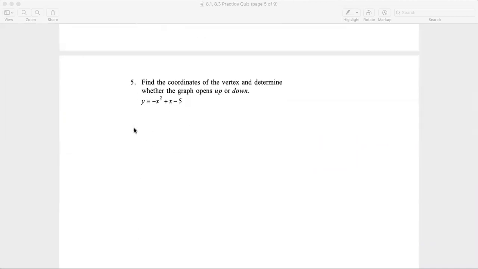Find the coordinates of the vertex and determine whether the graph opens up or down. Okay, let's first determine if it's up or down. You should do that right away. Let's identify A, B, and C. So A is -1, B is 1, C is -5. Because it's a negative, I can see immediately that it's opening down. It's going to be facing down. That's just nice to know.